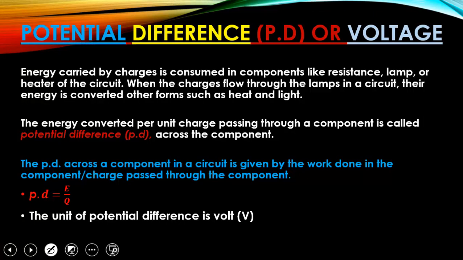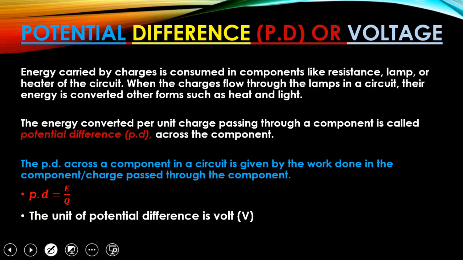So again, potential difference is called voltage. Energy carried by charges is consumed in components like a resistance or lamp. We said before, we can consider all devices working by electricity as a resistance. Bulb, TV, radio, charger, heater, fan, all of them are called resistance.